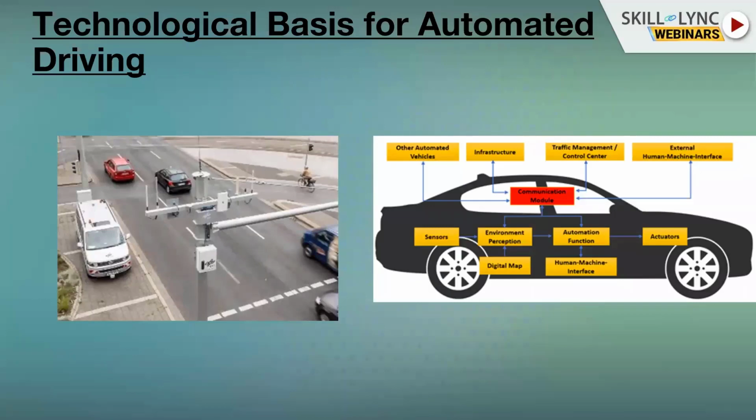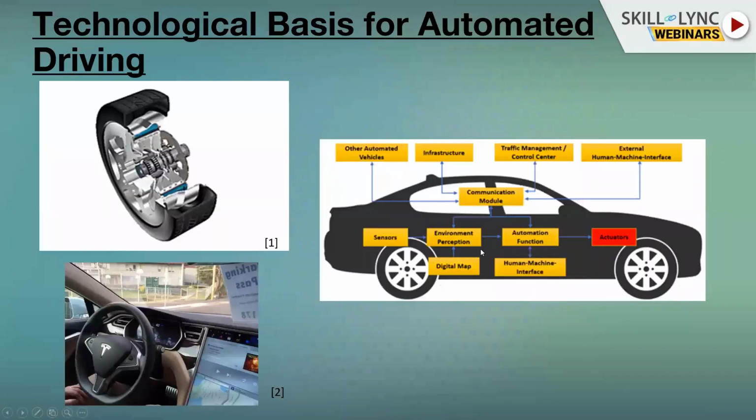This is very, very recent technology that the cars can communicate with each other, they can cooperate with each other, or they can get information from infrastructure or traffic management. And at the end, you have the actuator. In the case of the steering wheel, you can have a system like steer-by-wire that steers the car for you.